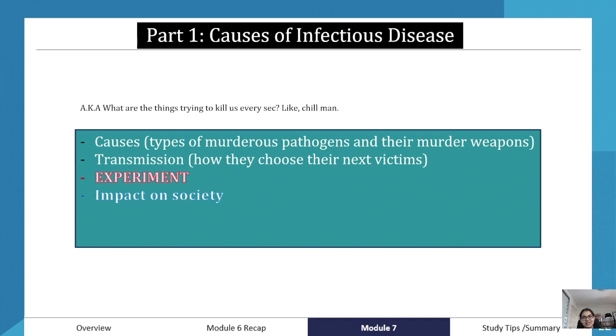Now, causes of infectious diseases. Basically, we're looking at what are these things trying to kill us every second, because there's bacteria and viruses and pathogens everywhere. So we will look at the causes of different diseases, so what the types of murderous pathogens are and how do they go about trying to achieve their target. We will look at transmission. We will discuss an experiment that was done in order to sort of identify how a disease is transmitted and sort of conclude, like what causes diseases, and finally what the impact is on society.